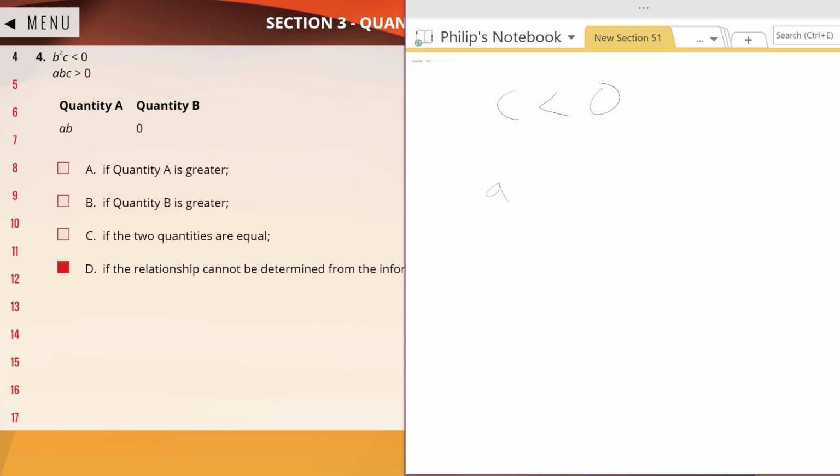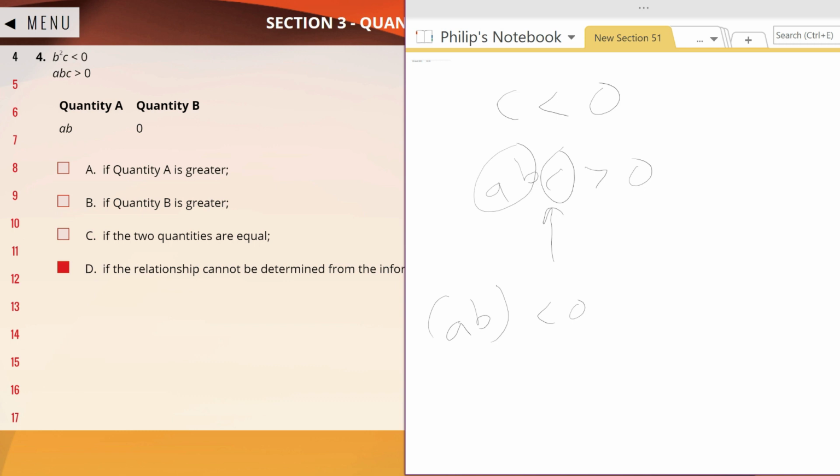From the second statement, abc is greater than 0. Well, using the first statement, we know that c is negative, meaning that ab together must be negative. Why? Because a negative times a negative gets you the positive, and we know that c is negative.